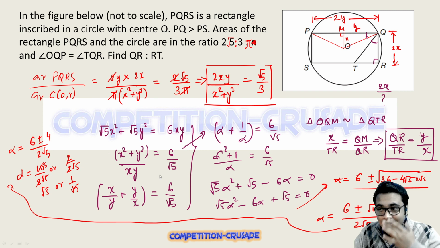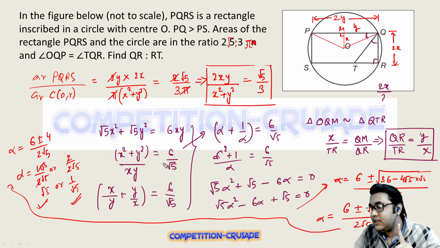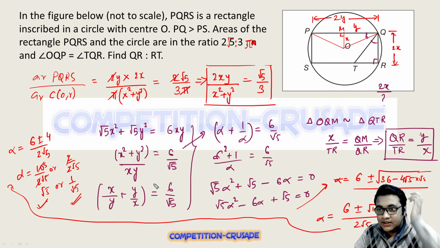Now the thing is, I haven't solved it completely yet. So is it root 5 or 1 by root 5? Understand what alpha is. Alpha is just a ratio, the ratio of x by y. I am supposed to find out the ratio y upon x. That is what I have taken.